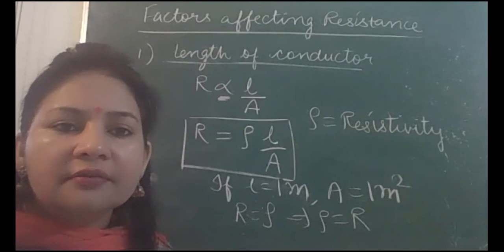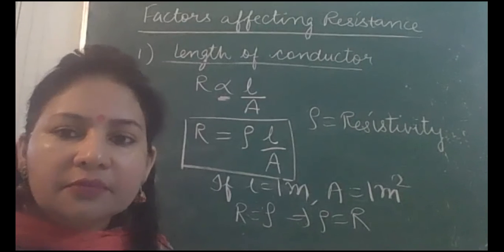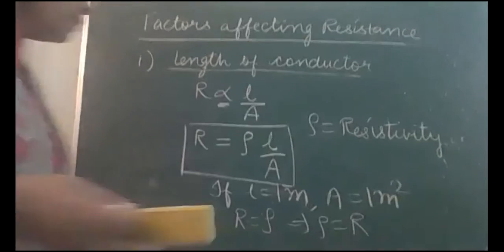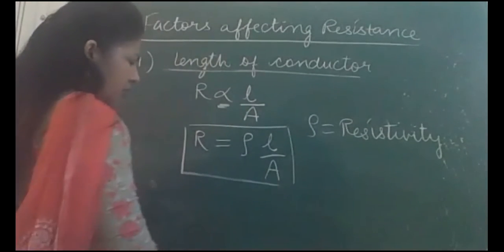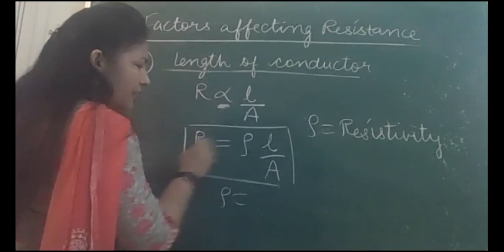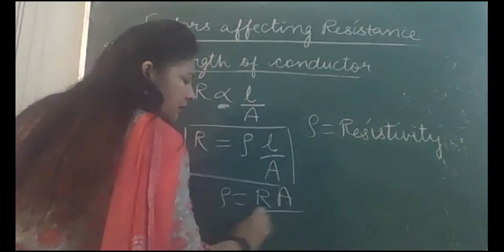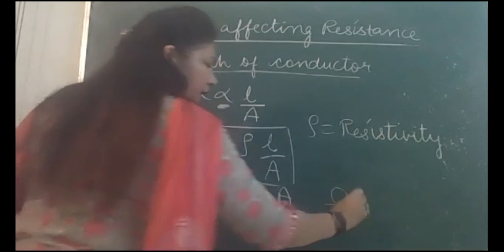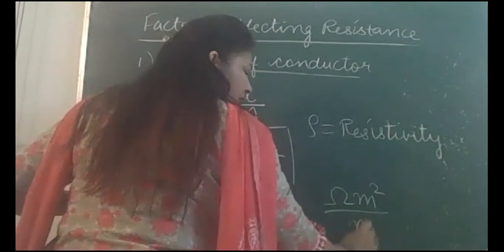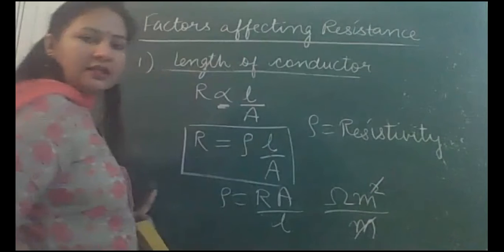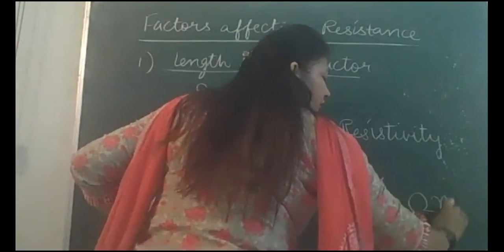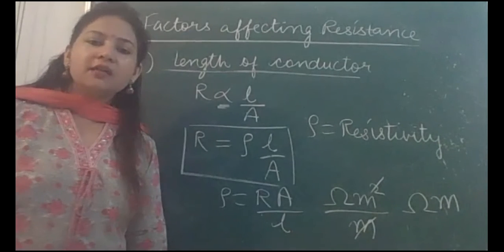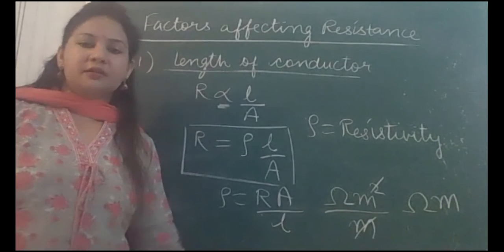Yes, Arshin. Ma'am, ohm meter. Yes, it will be ohm meter. See, I do it once again. Cross multiply, rho is equal to RA over L. Now let's put their units. Unit of resistance is ohm, area meter square over unit of length, that is meter. 1 meter gets cancelled and we are left with unit of resistivity, that is ohm meter. So the unit of resistivity is ohm meter.